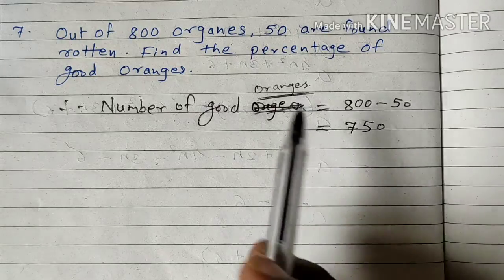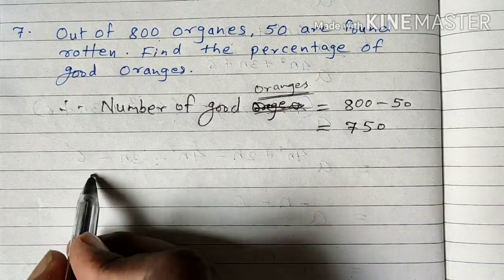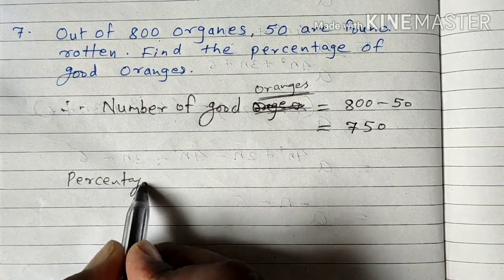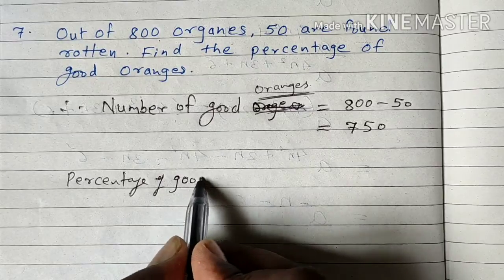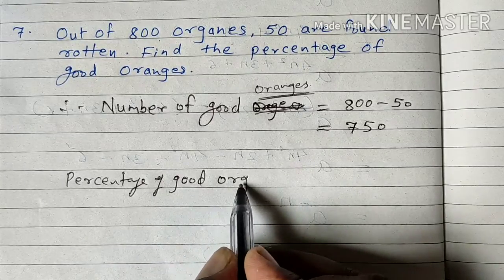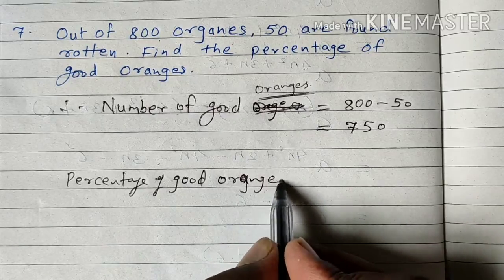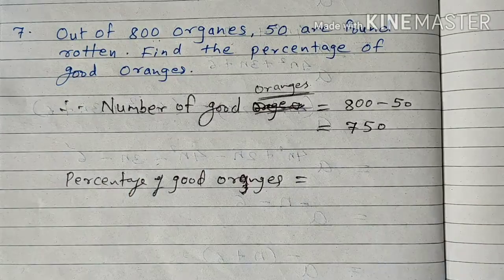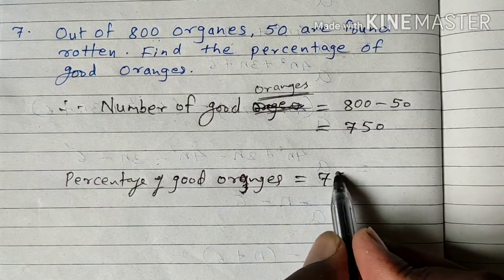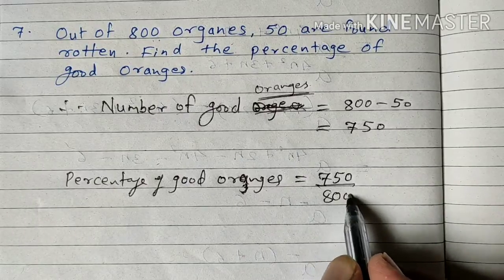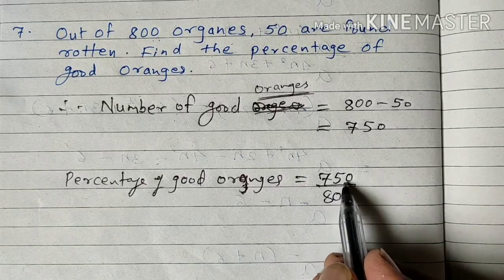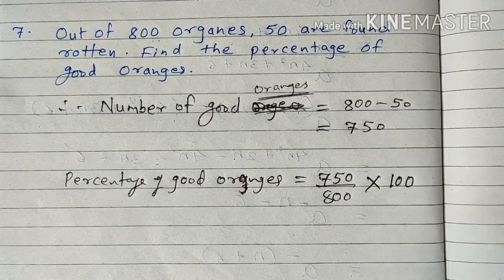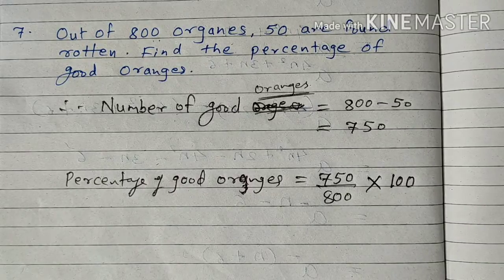So question is, find the percentage of good oranges. So percentage of good oranges will be, see, out of 800, 750 are good. The same thing we can write, out of 800 means 800 should be in the denominator, 750 are good, and since we want to convert it into percentage, we will multiply it by 100. Is that clear to everyone?